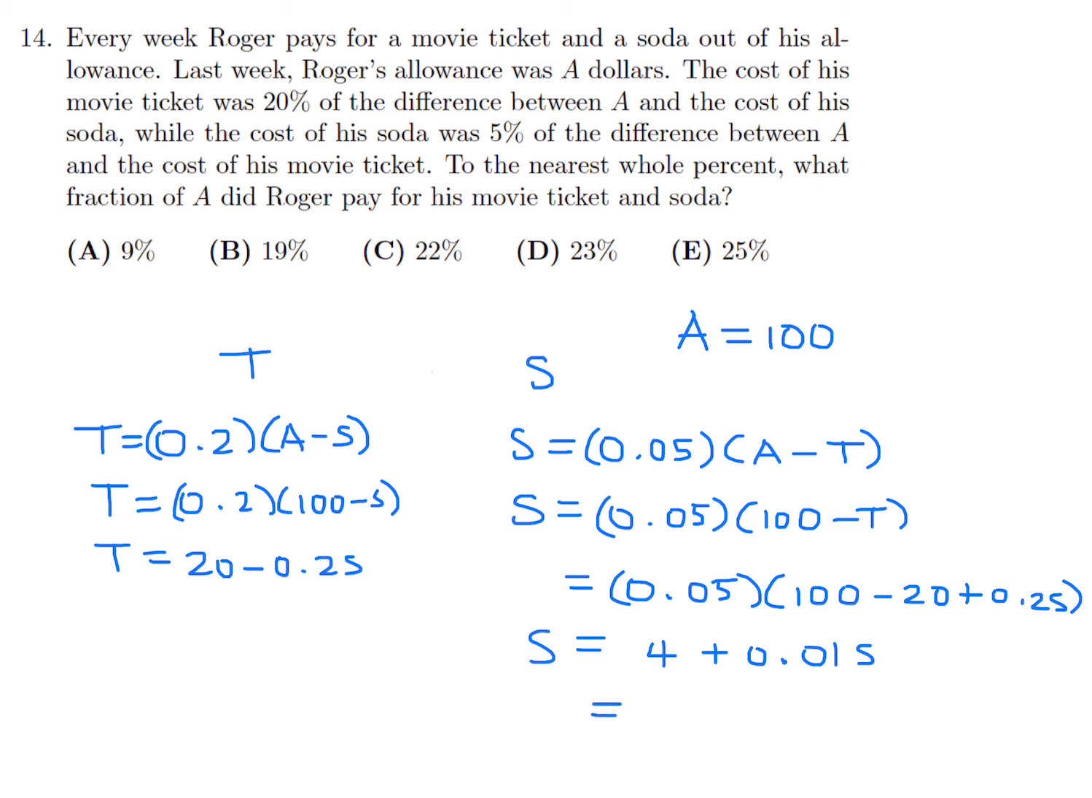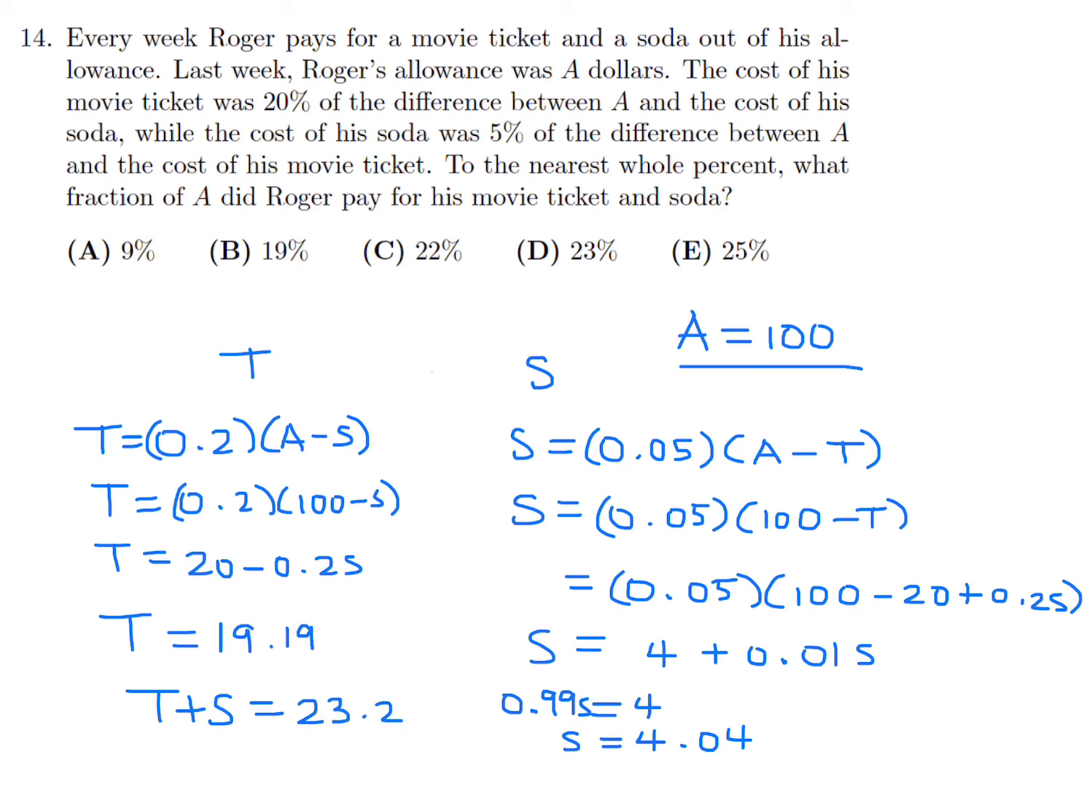All right, so solving, we get 0.99 S is equal to 4. So S is approximately 4, just a little over 4, I think 4.04. And then substituting back into here, we get T is approximately just a little over 19, 19.19, I think. So then we have to figure out T plus S, and that's about 23.2. And compared to A, it's 23% approximately. So number 14, the answer is D.